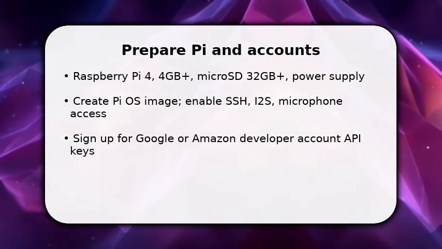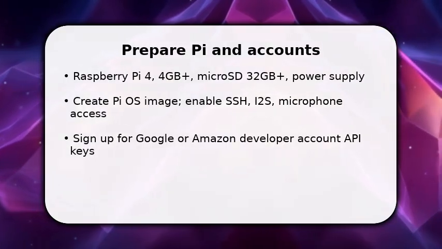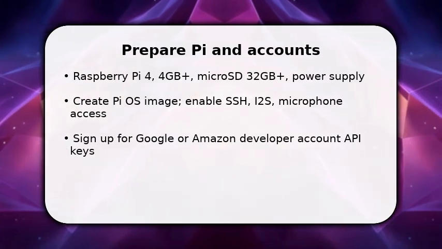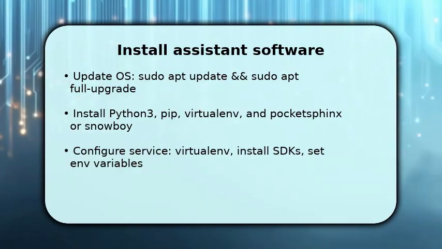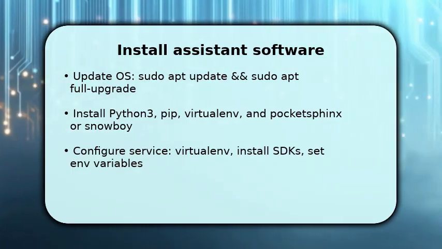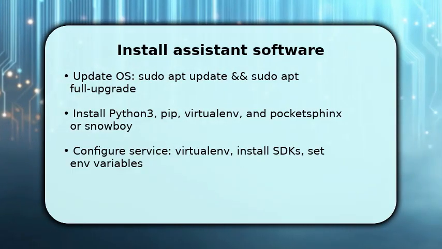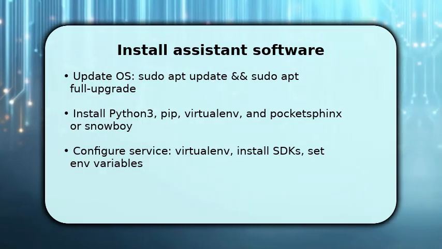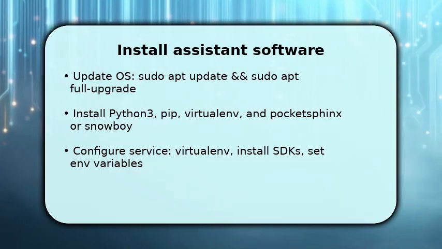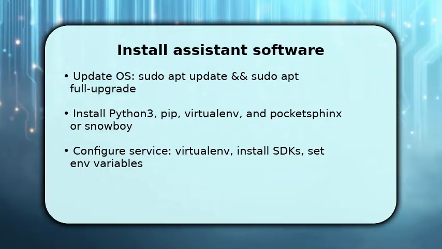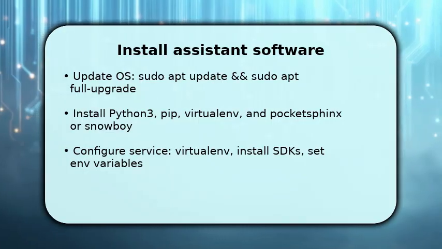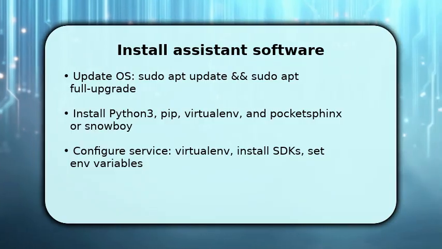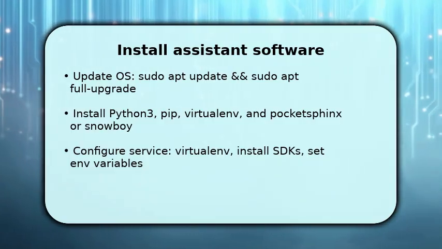Keep them handy. These keys let the Pi convert speech and access assistant services, so store them securely on the Pi. Now install and configure the assistant stack on the Pi. First, update the OS and install Python 3, pip, virtualenv, plus a wake word engine like PocketSphinx or Snowboy. These detect "hey" locally. Then create a virtualenv, pip install the Google/Alexa SDK, and place your API keys in protected environment variables or a config file.